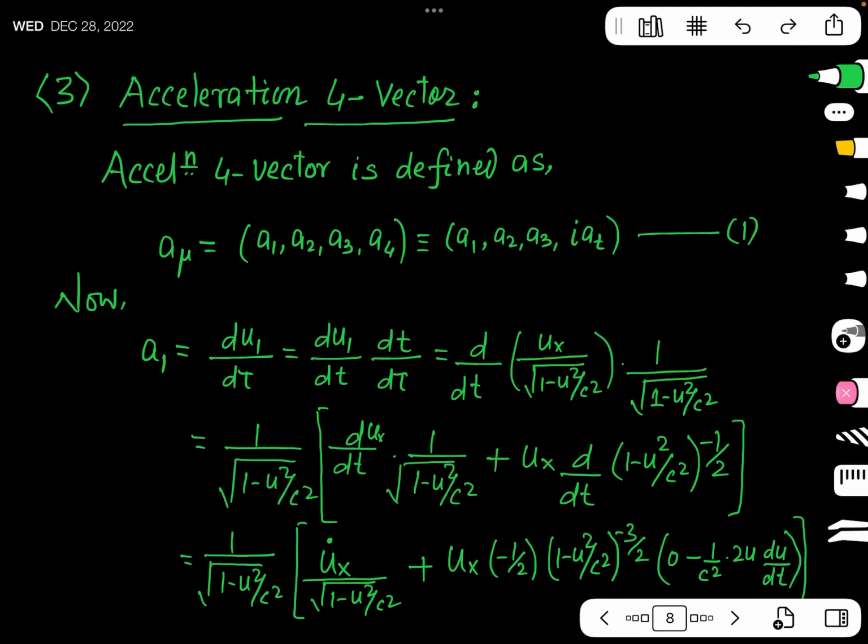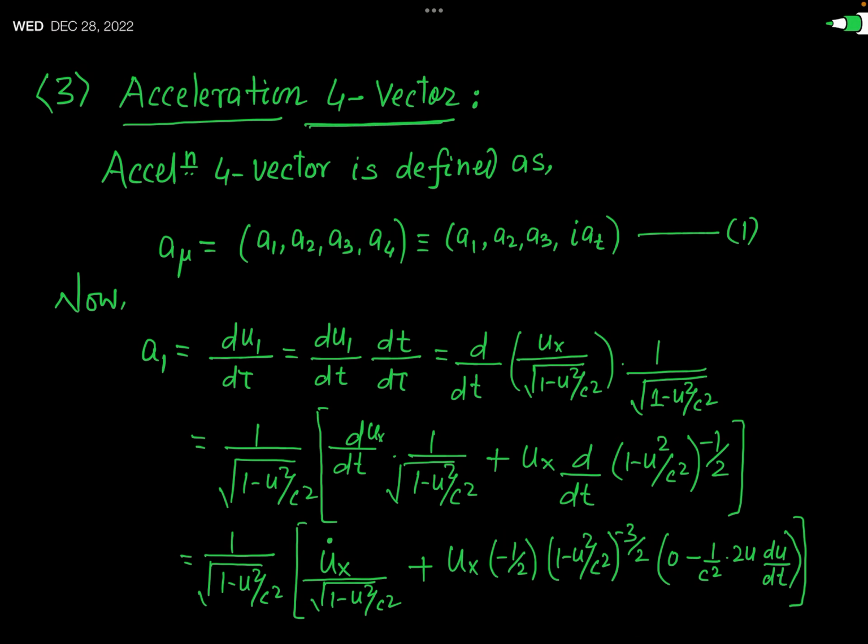Now finally we will see the third very important example of a 4 vector, and this is the acceleration 4 vector. Consider that this acceleration 4 vector is denoted by the symbol A mu, and A1, A2, A3 and A4 are its components. Then you simply write this equation 1: A mu equal to this much, or equivalently A1, A2, A3, iAt. A4 is written as iAt. Now again our aim is the same: we will find the values of A1, A2, A3 and A4.